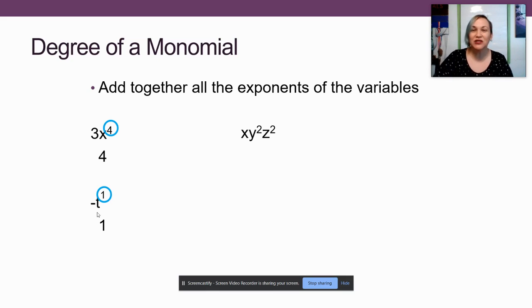Here's an example with multiple variables. In this example, I will be adding the 3 exponents together: the 1 from the x, the 2 from the y, and the 2 from the z. And so my degree is 5.